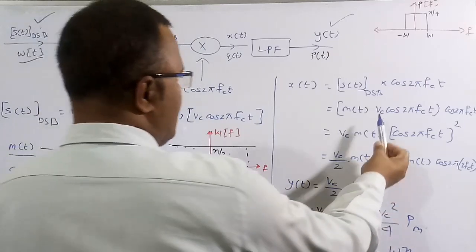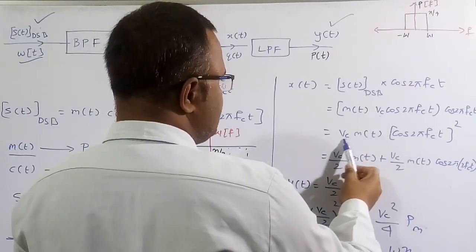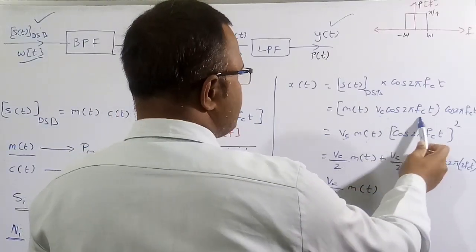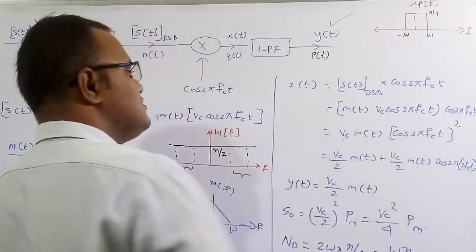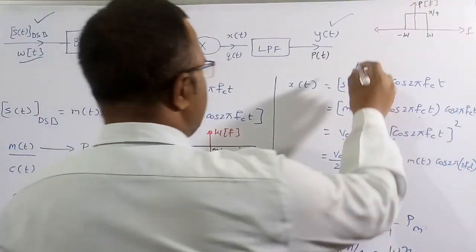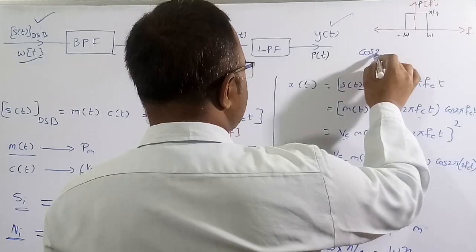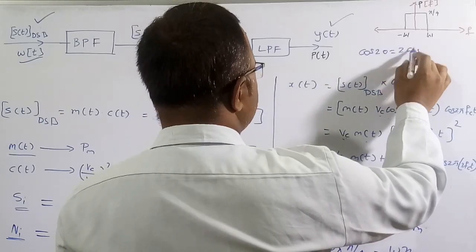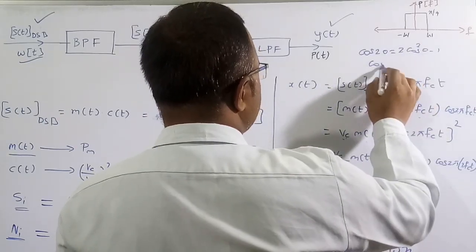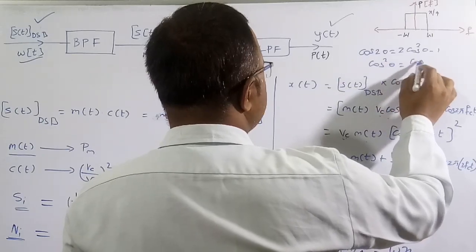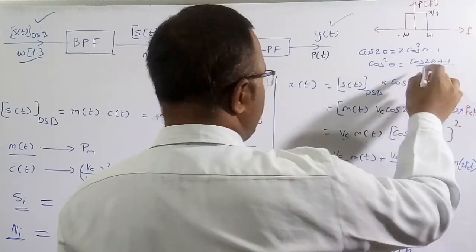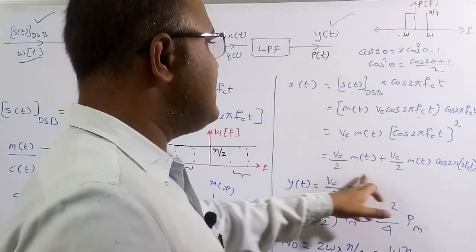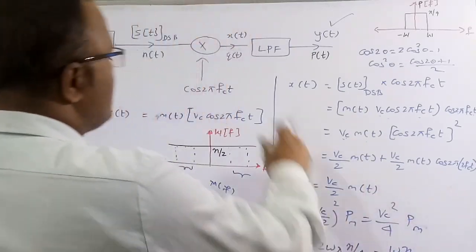So basically now I am going to take VC outside. So VC into M of t into cos 2 pi FCT, and cos 2 pi FCT into cos 2 pi FCT is cos 2 pi FCT whole square, so cos square theta. Basically cos 2 theta is equal to 2 cos square theta minus 1. So therefore cos square theta is equal to (cos 2 theta plus 1) by 2. By using that relation I am going to get finally this one. So this is the X of t.